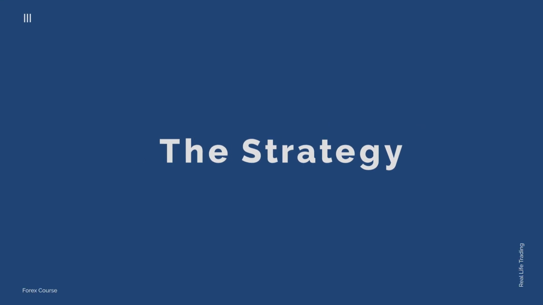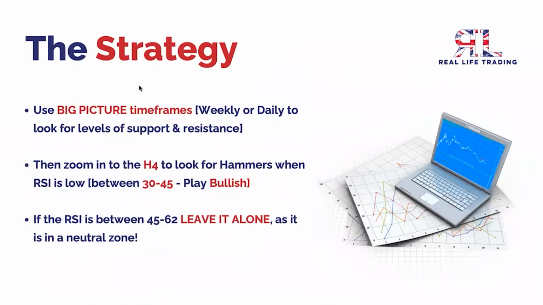So the strategy involves these ingredients. We're going to be looking at a bigger picture time frame, and that can either be the weekly or the daily. It's entirely up to you. For the examples that I'm going to show you today, I'm going to use the daily chart. That's just my preference personally. Then we're going to zoom into the 4-hour chart, and we're going to look for hammers at low RSI. If it's between 30 and 45, then that's when we're going to play our bullish trades. If the RSI is above 45 to 62, then we're going to leave it alone as it's in a neutral zone. So that's the only ingredient so far.